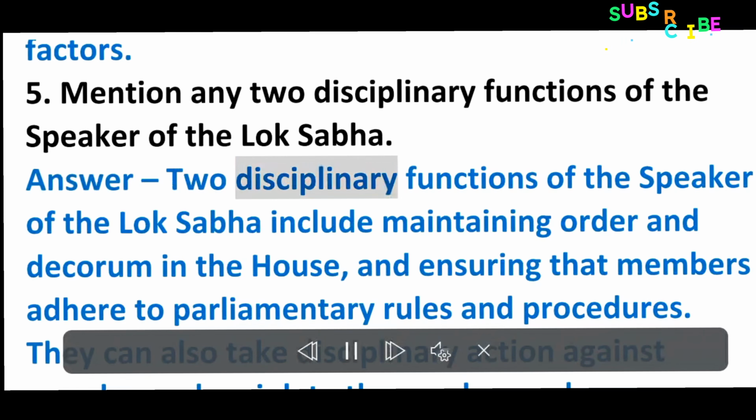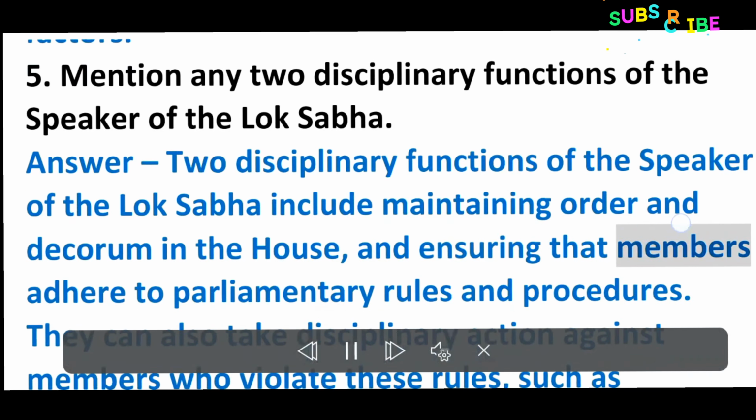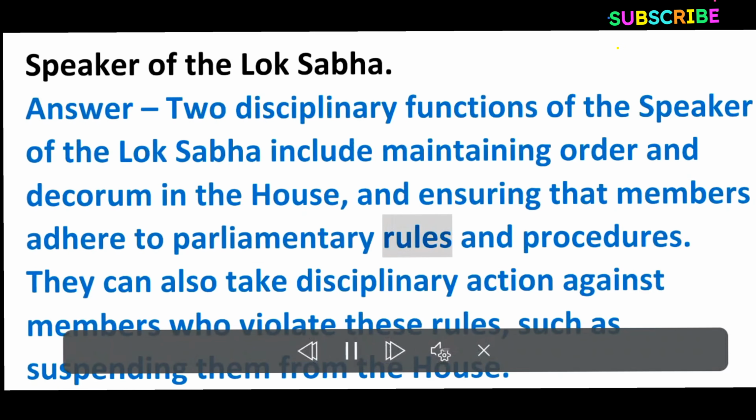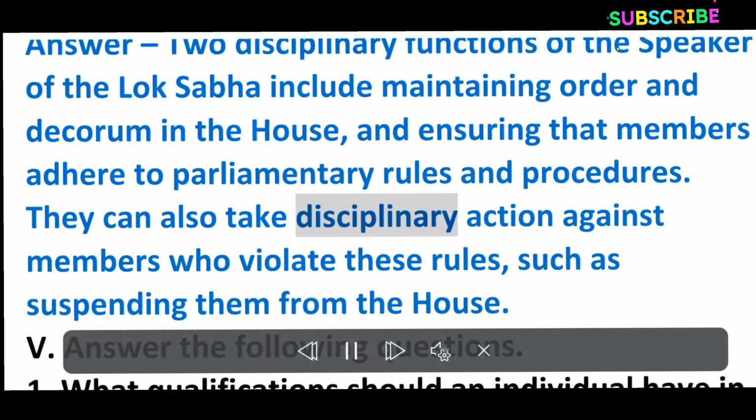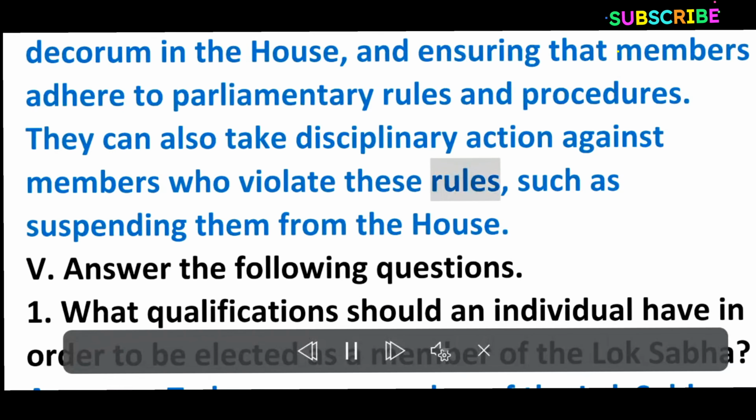Two disciplinary functions of the Speaker of the Lok Sabha include maintaining order and decorum in the House, and ensuring that members adhere to parliamentary rules and procedures. They can also take disciplinary action against members who violate these rules, such as suspending them from the House.